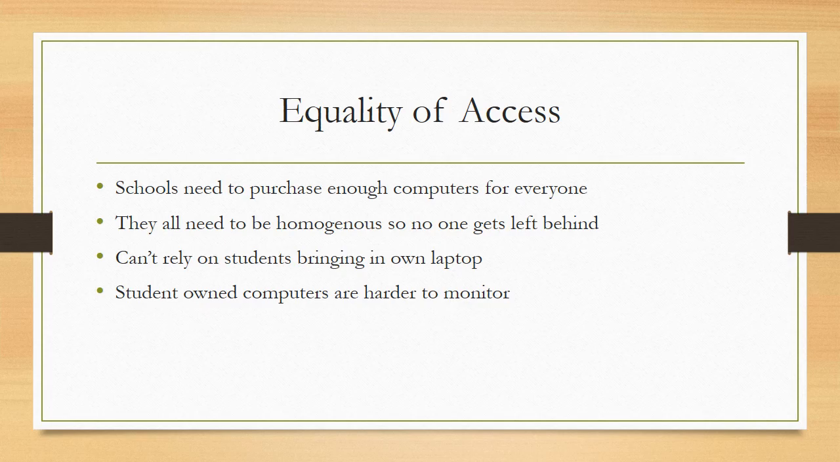Equality of access is also an issue. Some schools will not be able to purchase enough computers for everybody, and so that could cause problems for the students that don't get computers. And if a school can purchase enough computers, they all need to be homogeneous, as if some computers have more applications or more capabilities, then that could give some students an unfair advantage in the classroom.